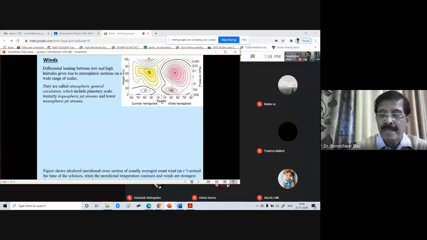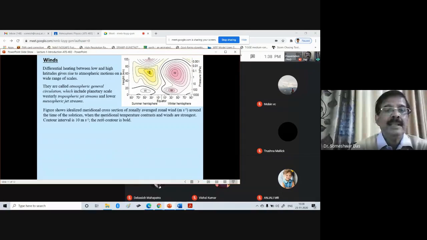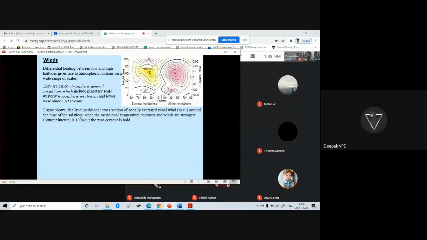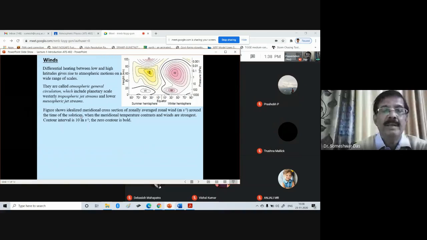Okay. The figure shows an idealized meridional cross section. You know what is meridional? Meridional means, in meteorology, north-south wind. Yeah, exactly, north to south. When you say along the meridians of the earth, that is meridional wind. And we have zonal wind, that means east to west, along the latitude, right. So the easterly and westerly are called zonal wind, and northerly and southerly are called the meridional wind.